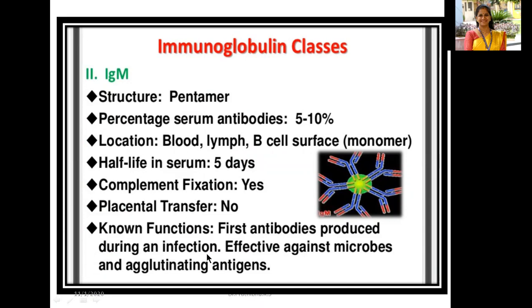Okay, in the ABO type blood group, we can see these natural antibodies which are made up of the immunoglobulin class M, and these IgM are very effective against microbes and agglutinating antigens. Hope I made myself clear to you.